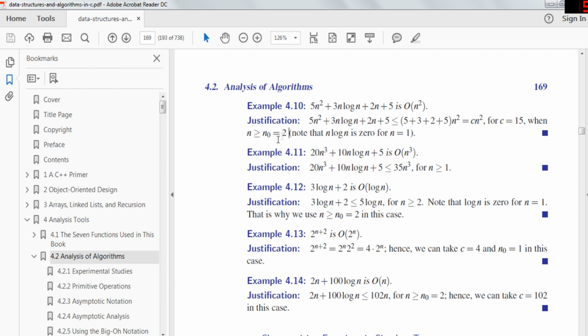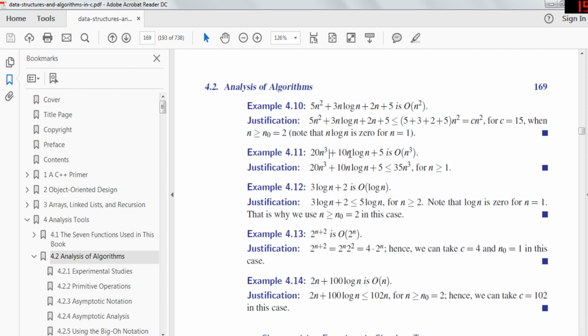equal to 2. I kind of don't understand what n naught is in this case. Oh, is n naught the exponent? Yeah, I don't get what n naught means in this case. If you guys understand what n naught means, please tell me, because I don't understand what n naught means in this case.